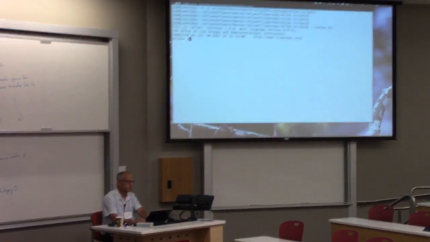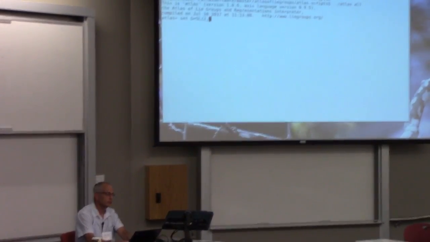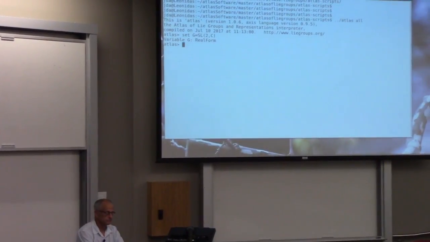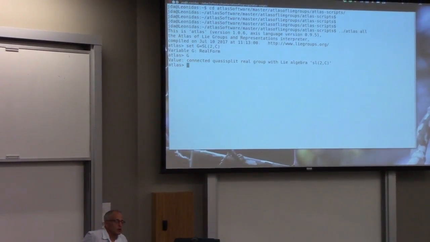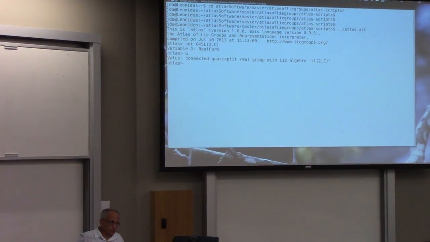So let's just start simple. Let's say G is equal to SL2C. So this is SL2C viewed as a real group. In particular, let's look at the simple roots. There are two simple roots. This is type A1 cross A1.